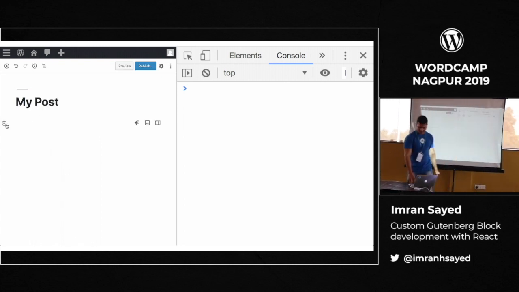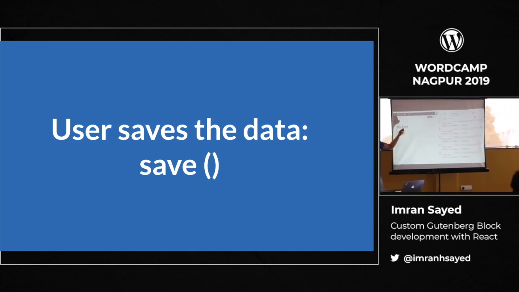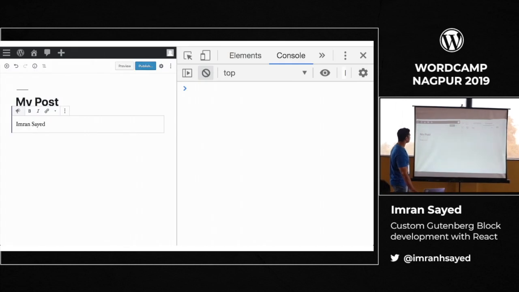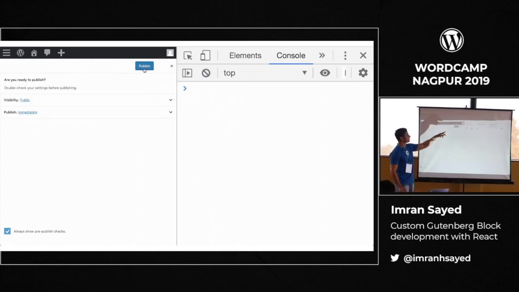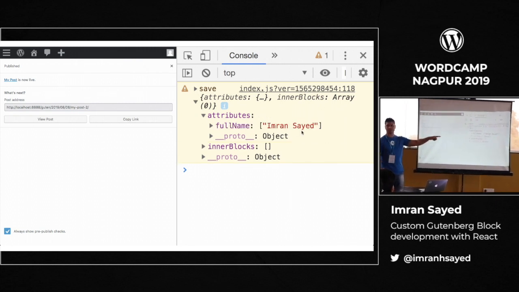Now let's look at the save method. When will the save method be called? When the user publishes the post, when it gets saved. So it publishes, it gets saved, you can see the save method is called, and the data is available because it was passed as props to it.